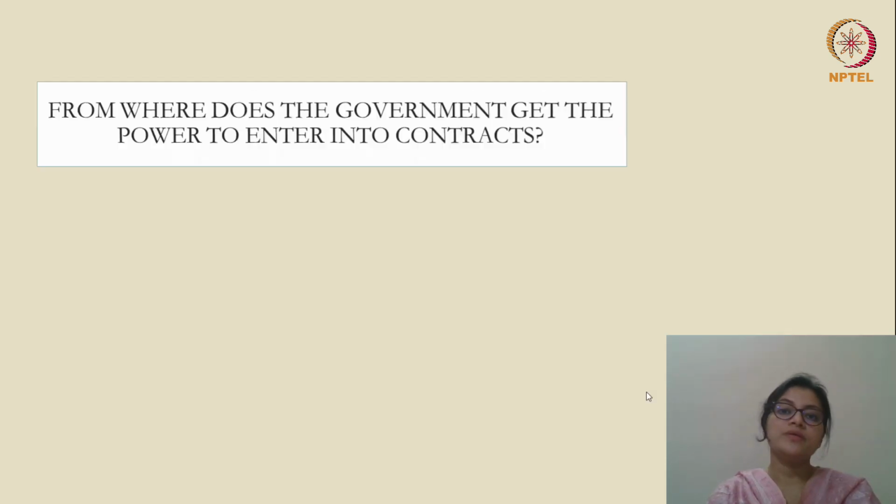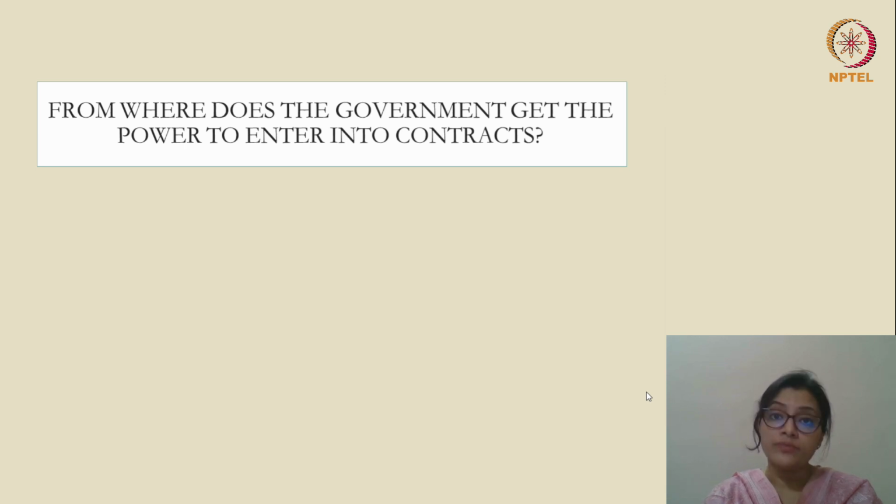A fundamental question from the perspective of contract law relates to the capacity of persons to enter into contracts. Now, when we talk about persons, we do not only mean natural persons, but also juristic persons like corporations or companies, including the government. As per Section 11 of the Indian Contract Act, a natural person has the capacity to enter into a contract if he has attained the age of majority according to the law to which he is subject, if he is of sound mind, and if he is not disqualified from contracting under any other law to which he is subject. So this relates to a natural person.